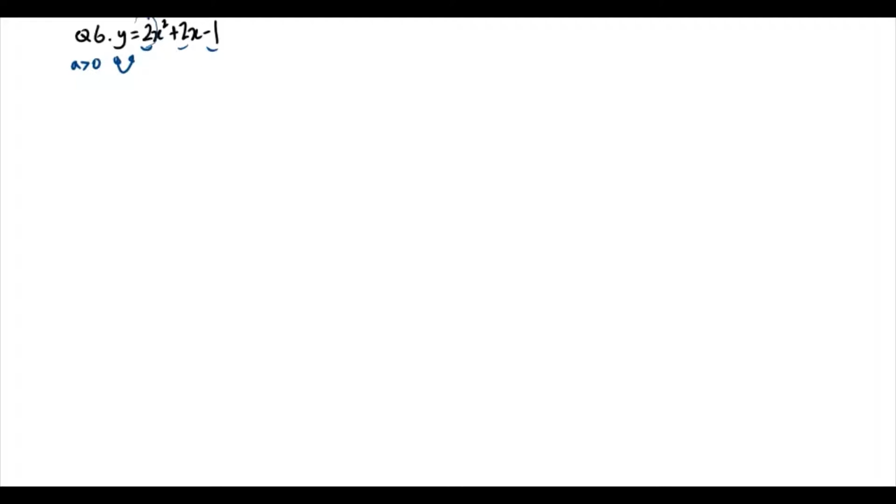Alright, let's go straight for the y-intercept. By now we know we can read the y-intercept straight off. It's when x is 0. When x is 0, the 2x squared is going to disappear. The 2x is going to disappear. So the y-intercept is 1 subtract 1.